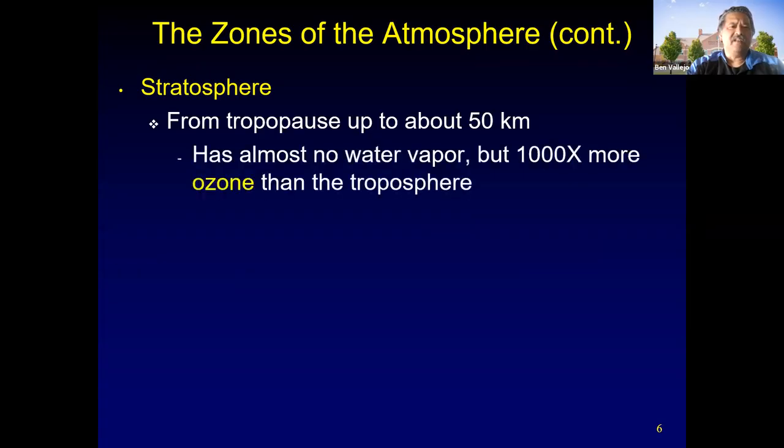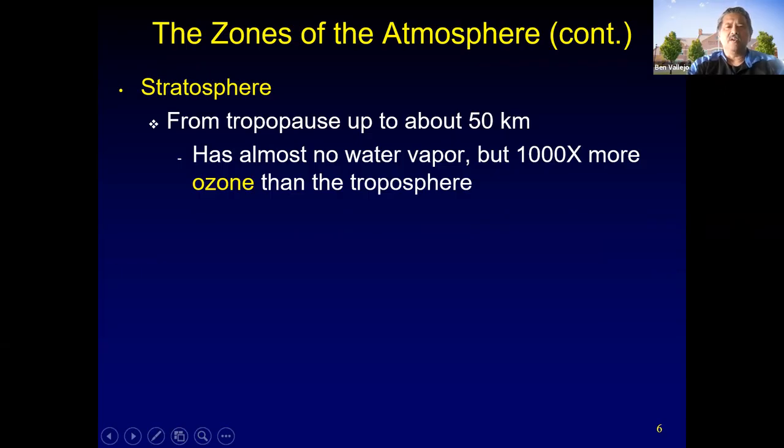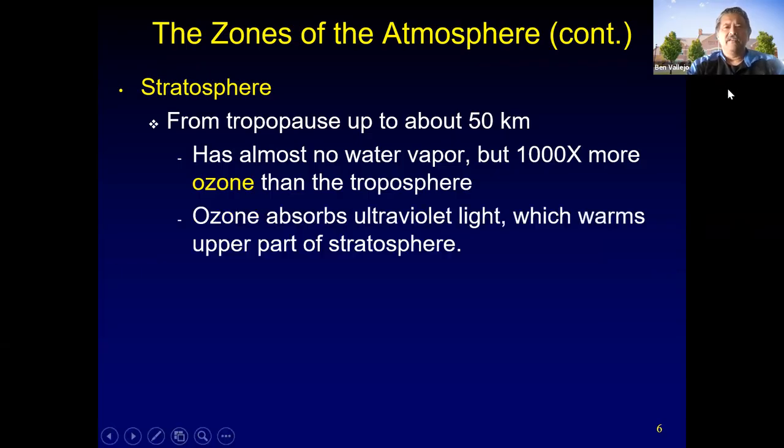The stratosphere has almost no water vapor, but 1,000 times more ozone than the troposphere. The bottom part of the stratosphere is where the ozone layer is. Ozone is a pollutant down low. I know that because I live in the Los Angeles metropolitan area, and one thing they track, and one reason they say we have the worst air in the whole United States, is because our ozone levels are high. Now, isn't ozone good? Well, not when you're breathing it, but ozone is good when it's in the stratosphere.